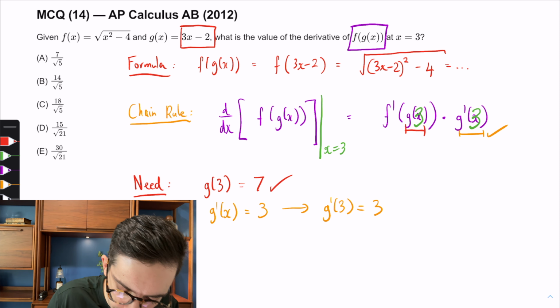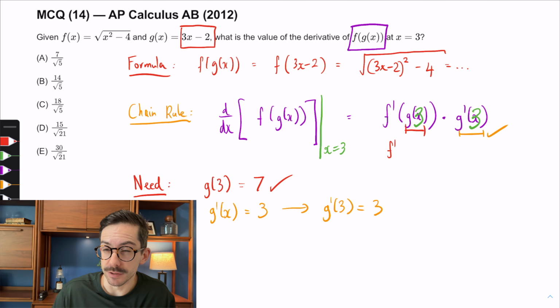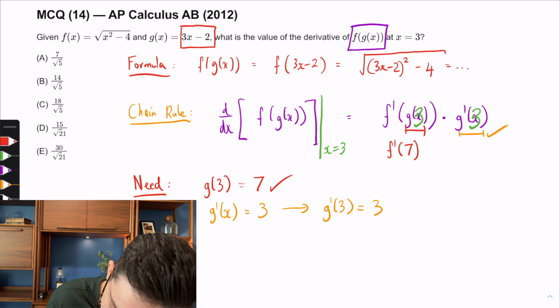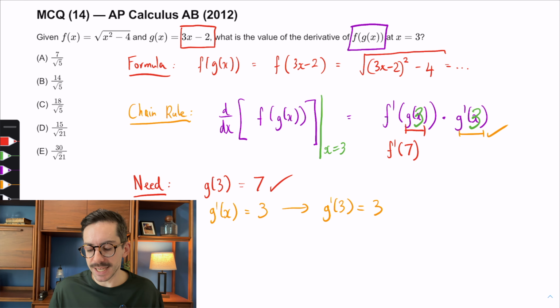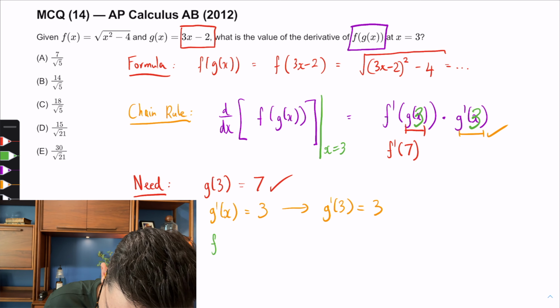The final piece of the story that I need to work out is this f prime of g of 3 character. But we already figured out that g of 3 is 7. So if I can calculate what f prime of x is and substitute in x equals 7, I'll have the correct answer.